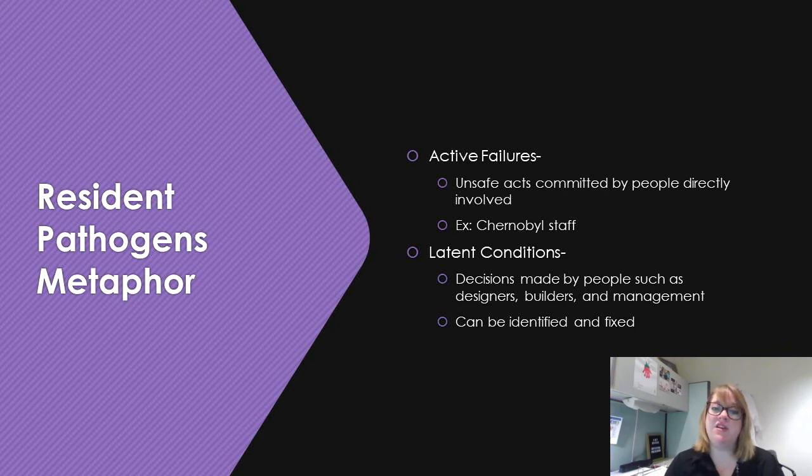But the latent conditions are the underlying things within the organization that led to those active failures. So there were some workplace problems and management problems going on at Chernobyl that led to those safety features being bypassed. These latent conditions can be identified and they can be corrected. And that's where safety plans and different safety things, that's where you need to focus all of your energy, is on those latent conditions to try to prevent that from happening, because it will decrease the amount of active failures.